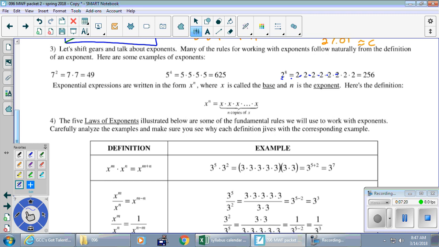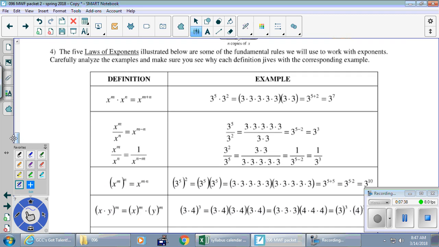Okay, so just some vocabulary. If you see x to the n, we call x the base. So 2 is the base up there, and n is the exponent. 8 is called the exponent. That's vocabulary. Okay, we've got 5 laws of exponents coming up right here in this table.